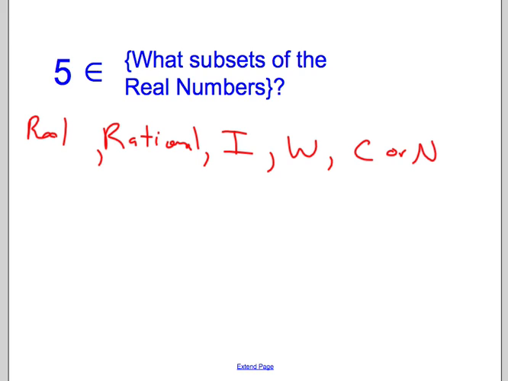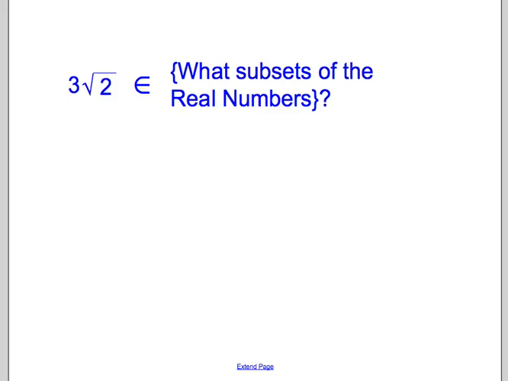I really feel like you guys should be able to do this without much effort. You just look back. What subset is this number? Well, it's still a real number because it's a number. We cannot take the square root of 2 evenly, so that makes it an irrational number. Okay. And that's it.